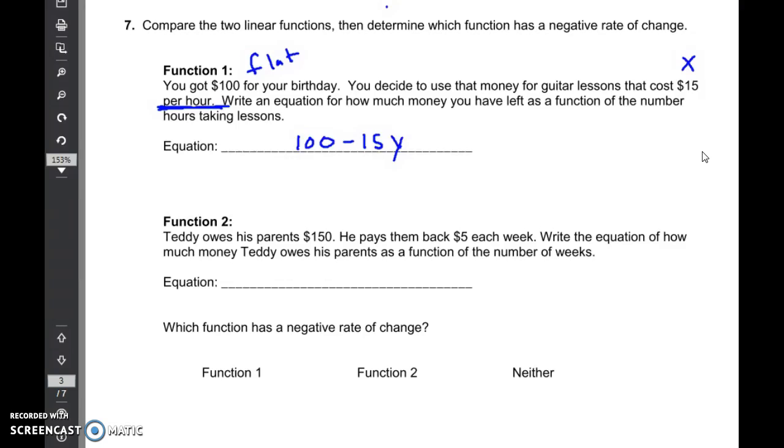Now this is not an equation until I write in the y, until I put a y variable in. So I'm going to say y equals. We do not have to define our variables, but if you want to, x is the number of lessons, y is the money remaining, or amount of money. Okay, I'm going to move on. If you need to pause it, go ahead.